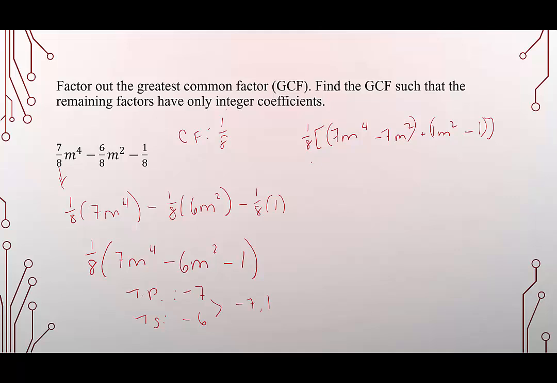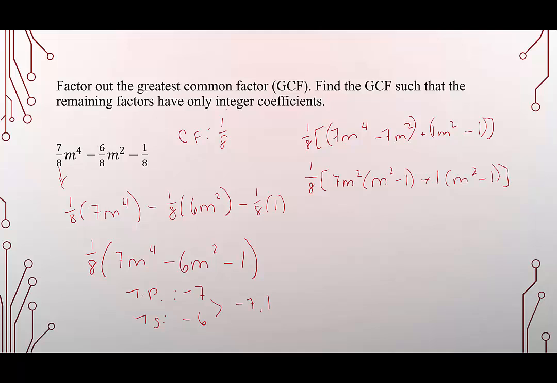Now within each grouping, we're looking for a common factor. We have 7m to the 4th and 7m squared. It looks like we're going to factor out a 7m squared, leaving behind an m squared minus 1. Then over here, we're going to factor out a 1. That's going to leave behind m squared minus 1.